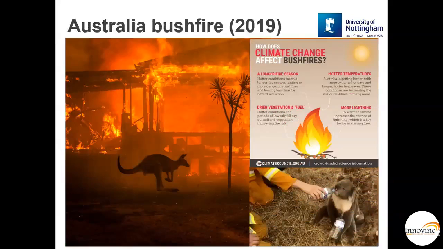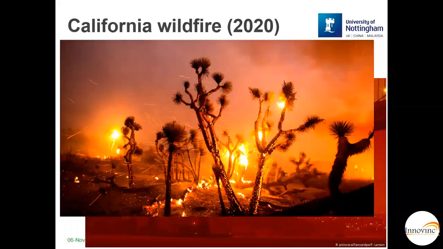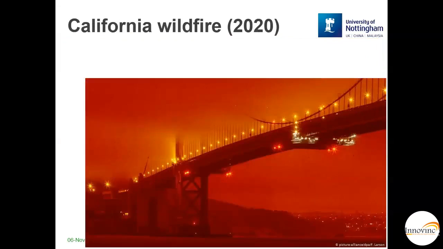Some of these extreme climate events have been associated with climate change. For instance, the bushfire in Australia started last year and lasted until early this year. The California wildfire is still ongoing, I believe. You can see that the Golden Gate Bridge is more or less covered in red color because of the dust.